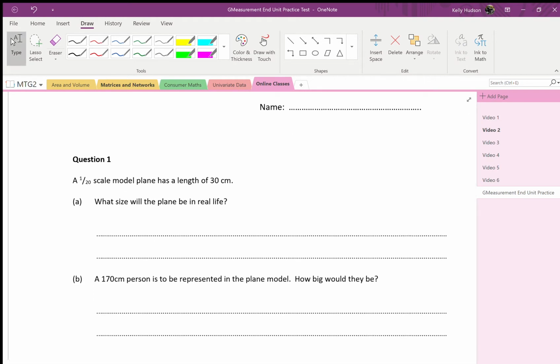Okay, so the first one is a 1 to 20 scale of 30 centimetres. Now what that means is that the scale is 20 times smaller. So a model is 30 centimetres long, so we need to work out the size of the real life plane. So that's going to be equal to the original 30 centimetres, and we're going to multiply that by 20 because the real life plane is 20 times larger, and that's equal to 600 centimetres. Now you could, if you wanted to, convert that to metres. So you can divide by 100, and that's also equal to 6 metres.